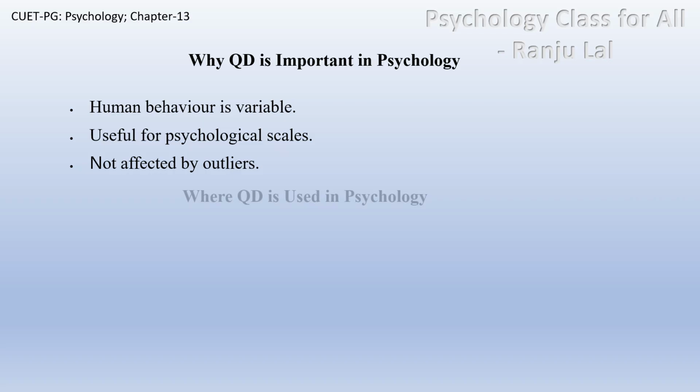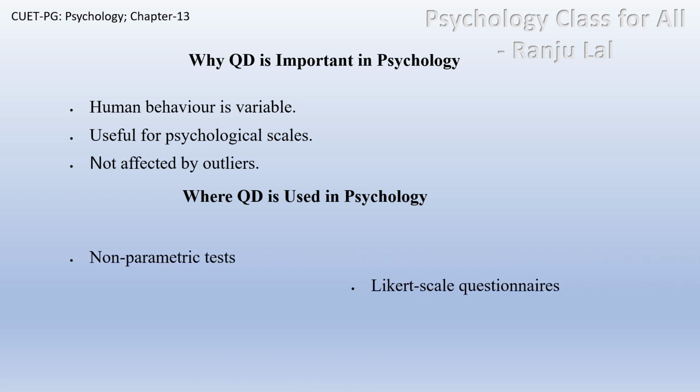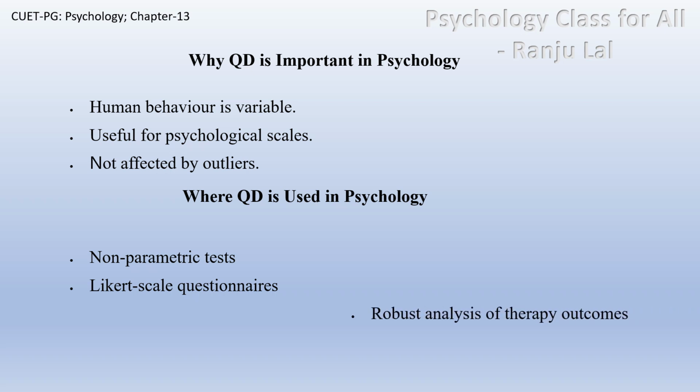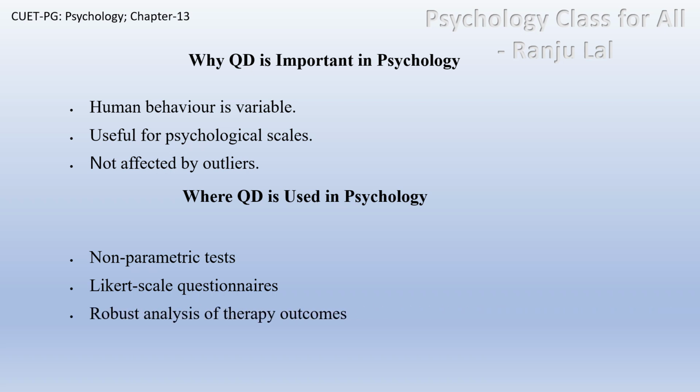So where is QD used in psychology? It is used in non-parametric tests. It is used with Likert scale questionnaires. It is used for robust analysis of therapy outcomes. It is also used while assessing group consistency in research.